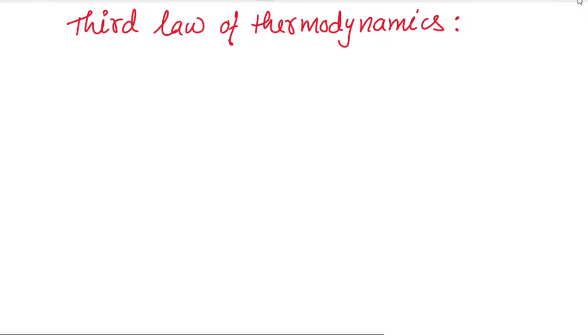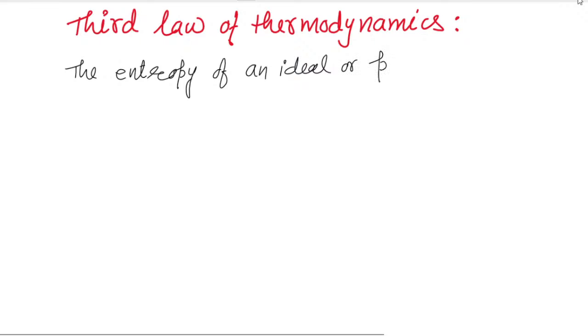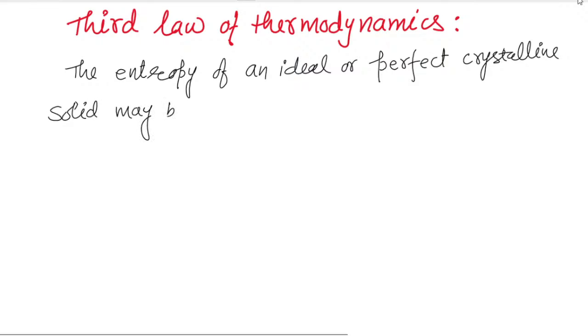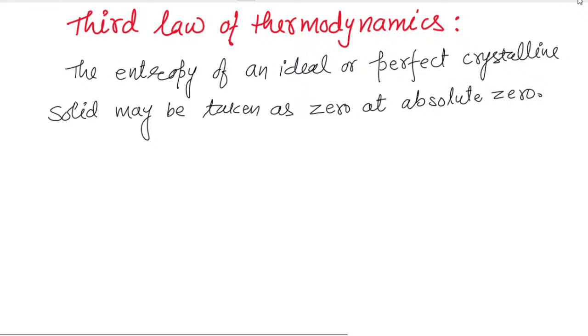According to the third law, the entropy of an ideal or perfectly crystalline solid may be taken as 0 at absolute 0. This is the third law of thermodynamics. What is that? The entropy of an ideal or perfect crystalline solid may be taken as 0 at absolute 0. So this is the statement of the third law of thermodynamics.